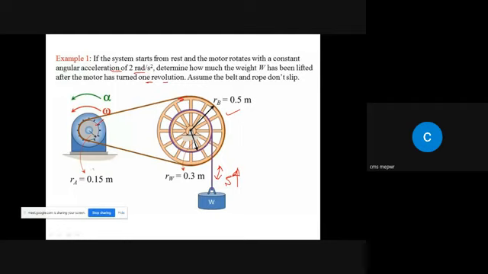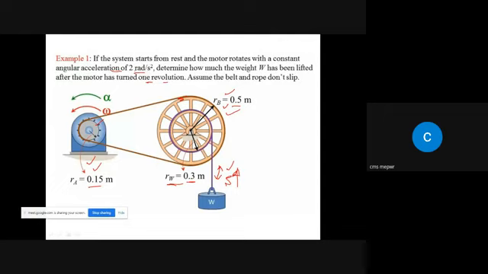So the radius of this motor is given, the radius of this wheel is also given, and the radius for this section is also given. So ra is equal to 0.15, rb is 0.5, and for the wheel rw is basically 0.3. So what they are asking, they are basically asking for s. If the system starts from rest and the motor rotates with constant angular acceleration, determine how much weight W has been lifted after the motor has turned one revolution.